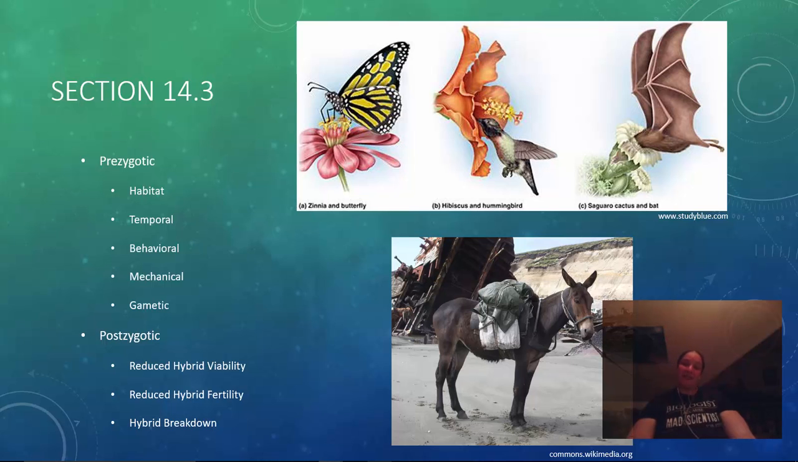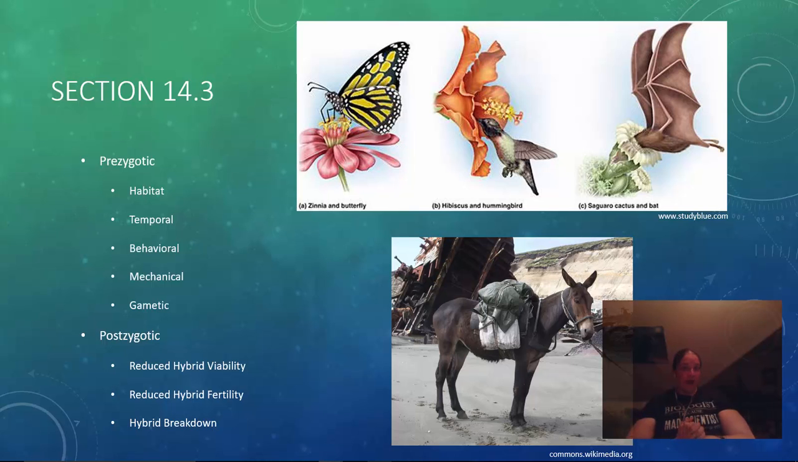There's also the gametic barrier, which means that even if somehow the pollen of this flower did end up on that flower, the egg and sperm are not compatible. Right down at the cellular level, at that moment of fertilization, it's not going to happen. They don't work together. Some examples of post-zygotic barriers that happen after breeding occurs are reduced hybrid viability. Remember that hybrid is what we call the offspring of two separate species. This here is a mule. It is a hybrid. It is the offspring of a horse and a donkey.